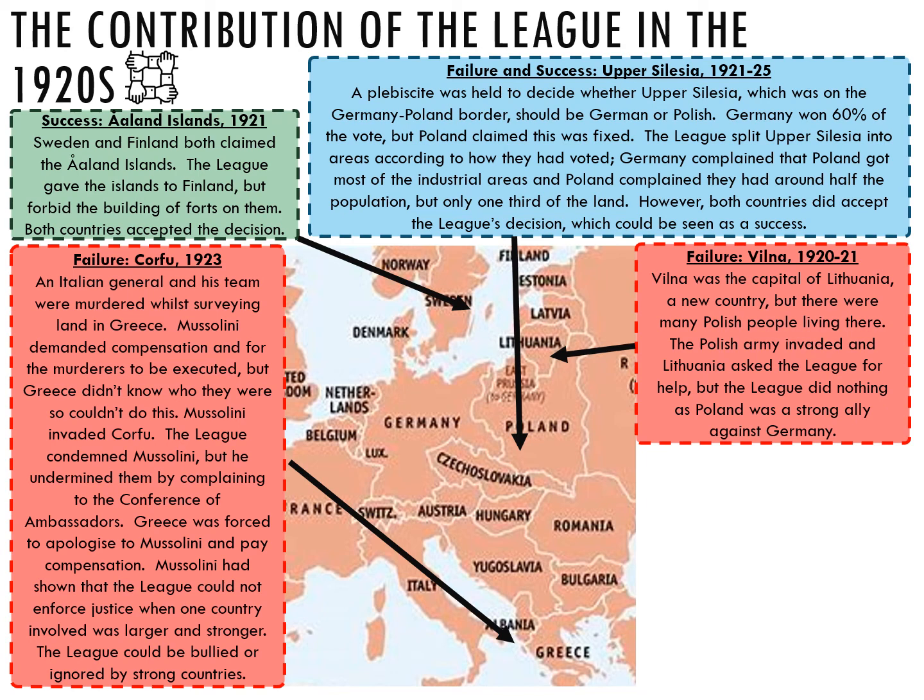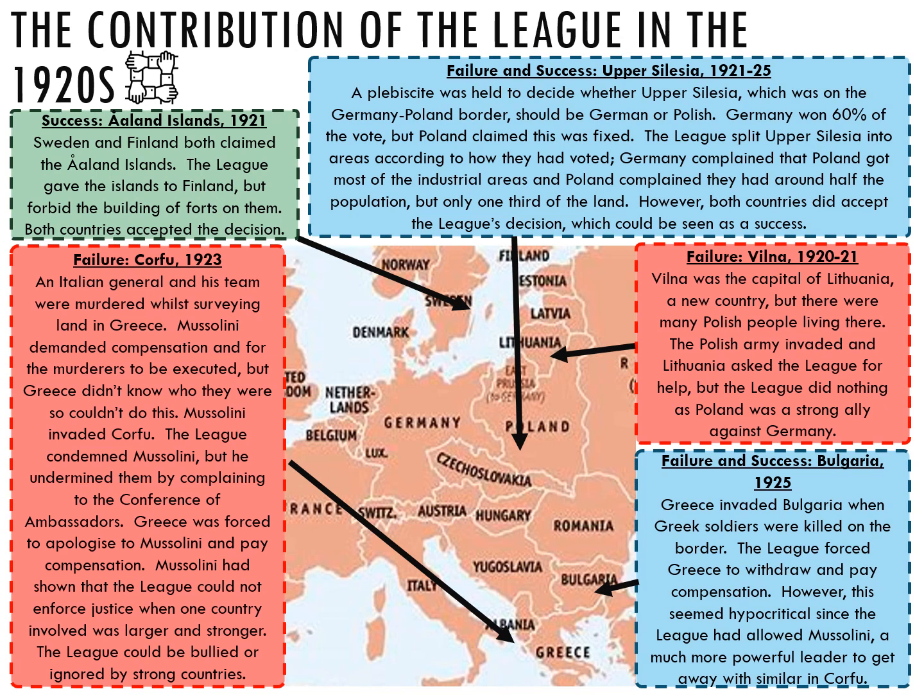We see failure in Vilna in 1920-21. And Vilna was the capital of Lithuania, which was a new country that came out as a result of the treaties at the end of World War One. And there were many Polish people living in Vilna. Now, the Polish army invaded, and Lithuania asked the League for help, but the League did nothing, as Poland was a strong ally against Germany. And it was more because France did not want to act out against the Polish, and Britain wouldn't send troops to support another country. So that's how then the Polish were able to get away with this breach.